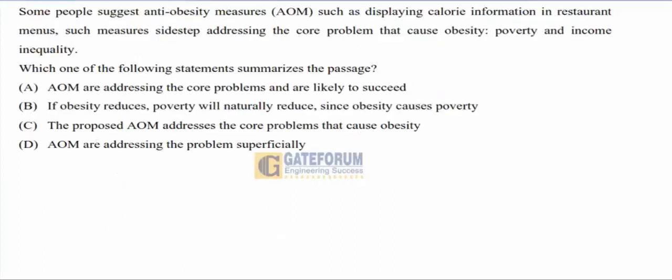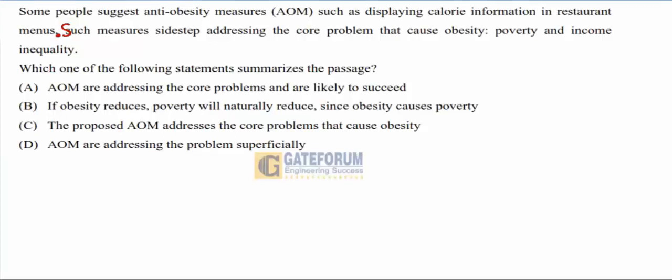Some people suggest anti-obesity measures, AOM, such as displaying calorie information in restaurant menus. This will be a full stop actually, or else the sentence loses its meaning. Some people suggest anti-obesity measures such as displaying calorie information in restaurant menus. Such measures sidestep addressing the core problem that cause obesity, which are poverty and income inequality. Which one of the following statements summarizes the passage?